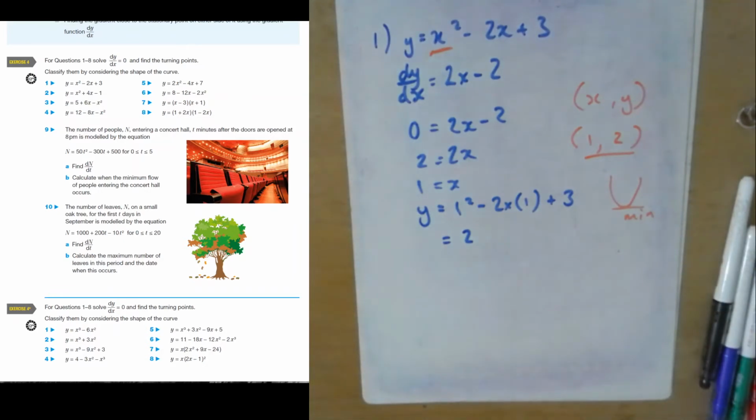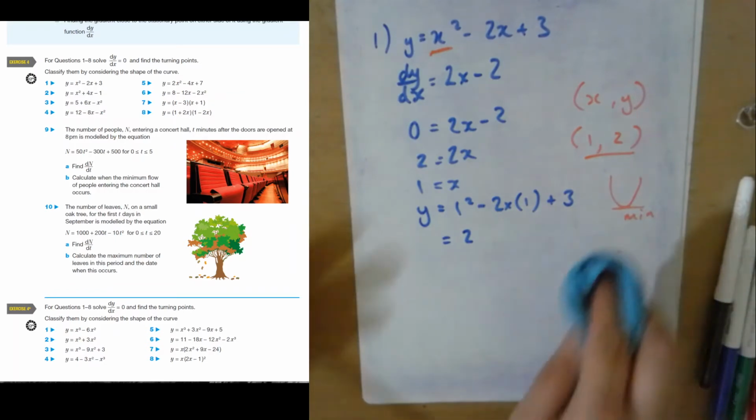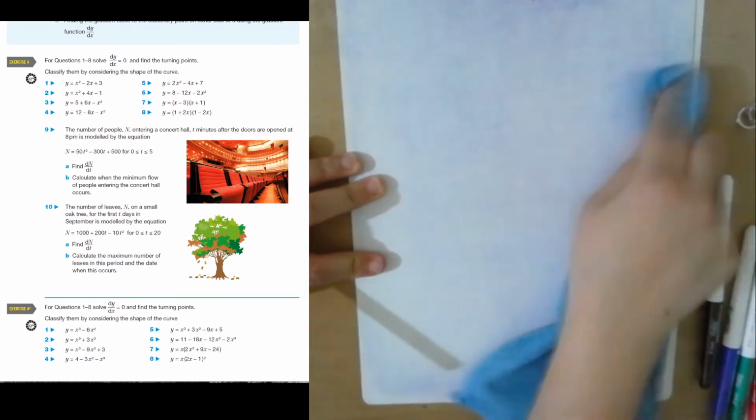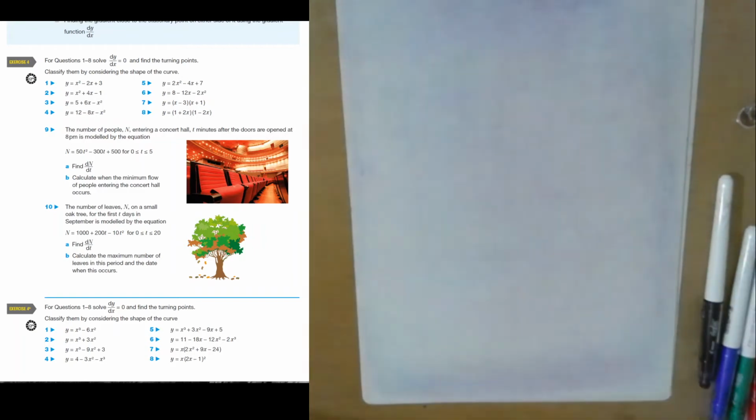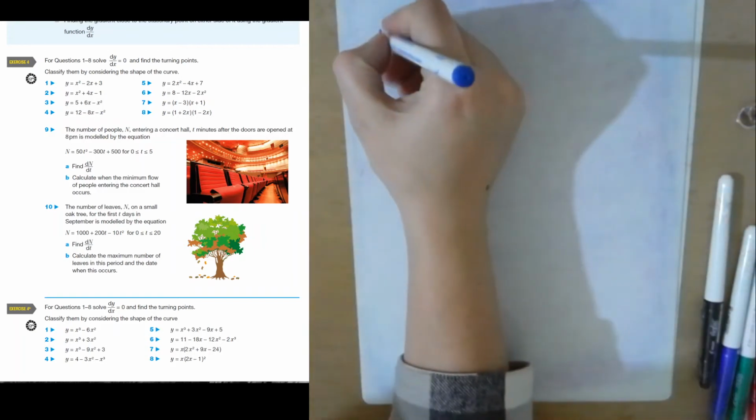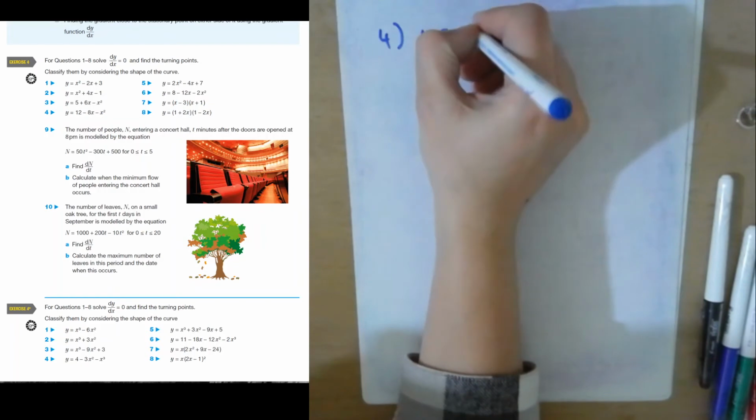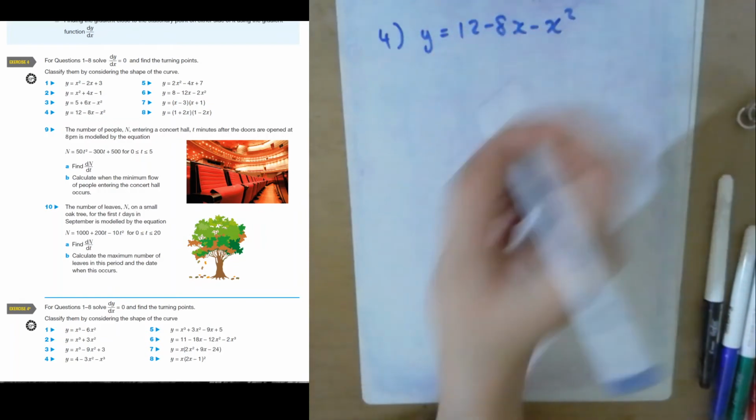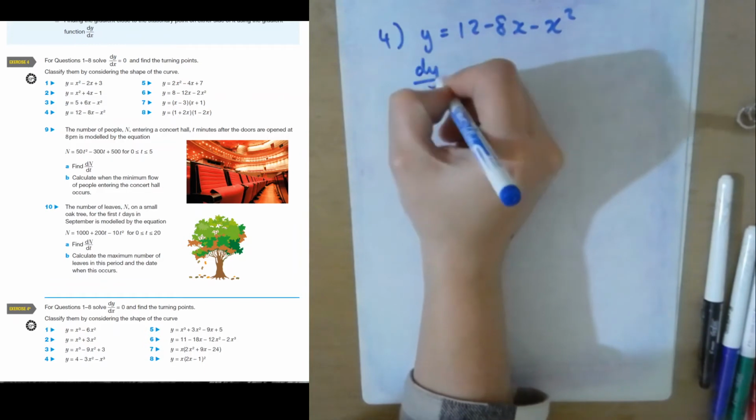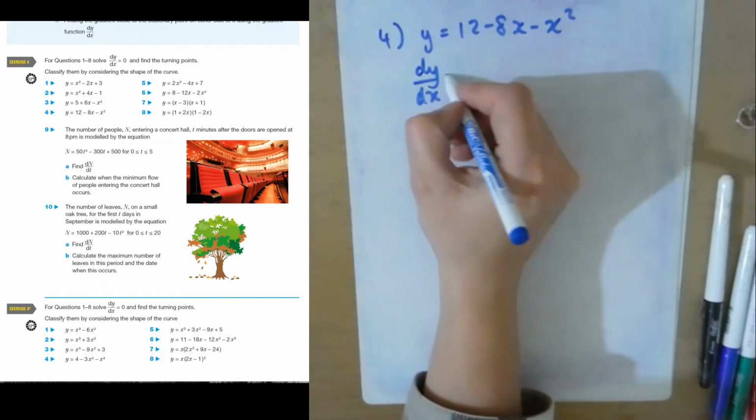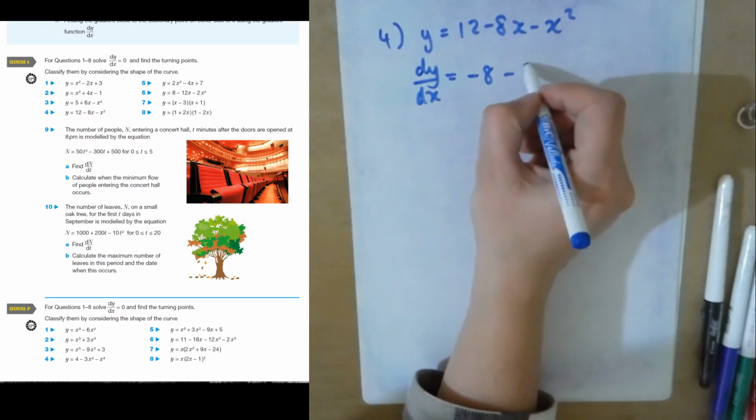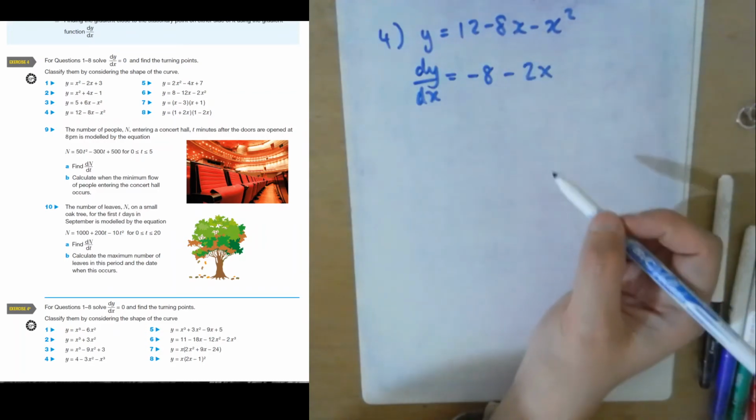So the next one I want to look at is, let's look at 4. 4 looks quite promising. So we've got y equals 12, take away 8x, take away x squared. Okay, so still asking about the turning point. So dy dx, that becomes 0. This is 8, and this is negative 2x.